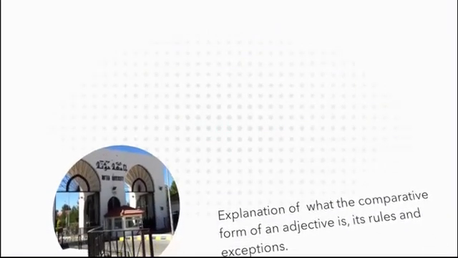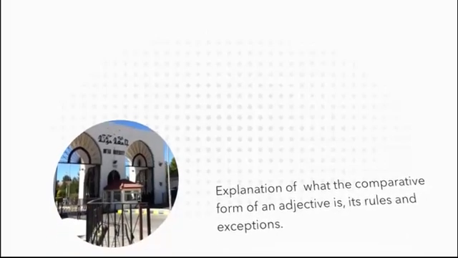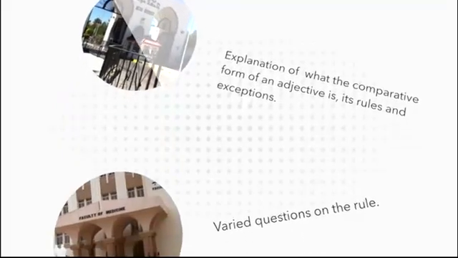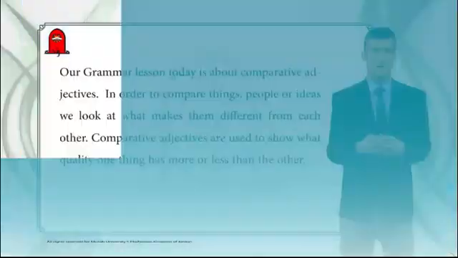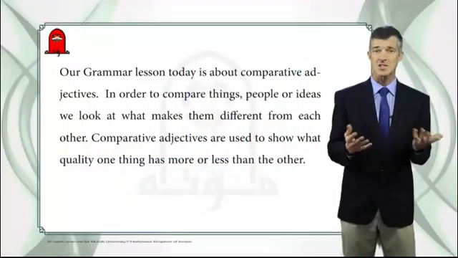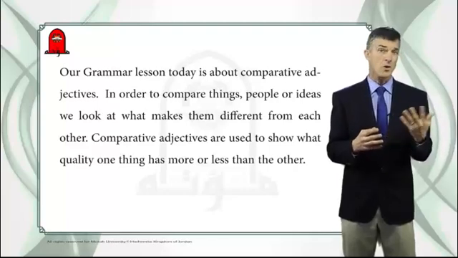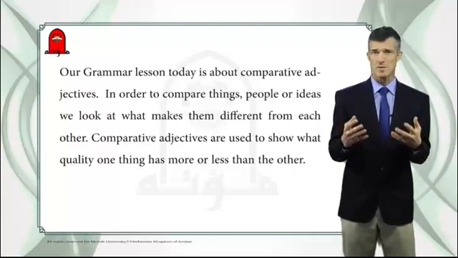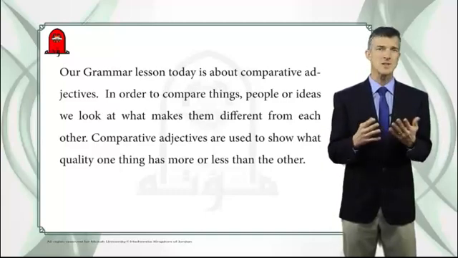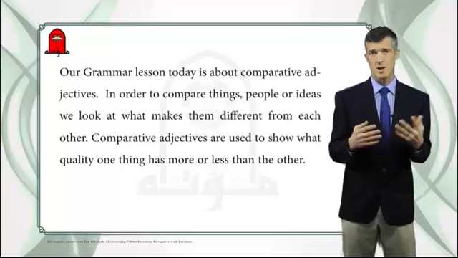Contents. 1. Explanation of what the comparative form of an adjective is, its rules, and exceptions. 2. Varied questions on the rule. Comparatives. Our grammar lesson today is about comparative adjectives. In order to compare things, people, or ideas, we look at what makes them different from each other.